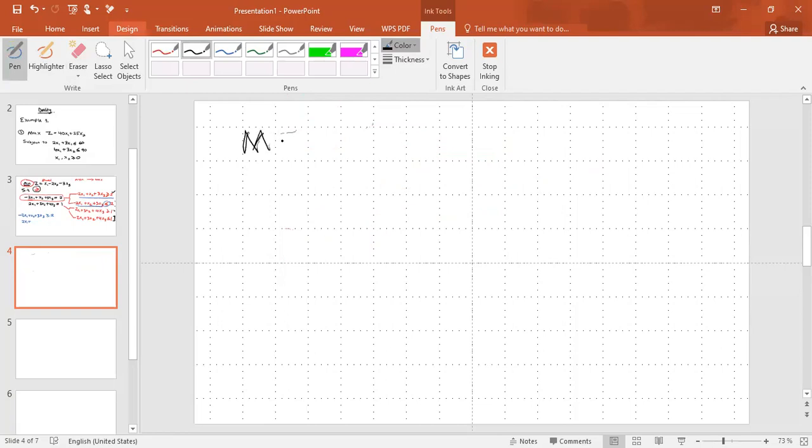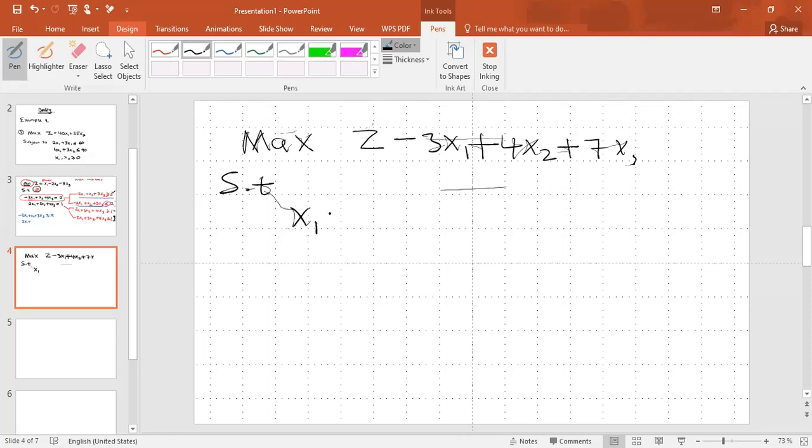So in the primal, the objective function is Z equals 3x1 plus 4x2 plus 7x3, subject to x1 plus x2 plus x3 less than or equal to 8.